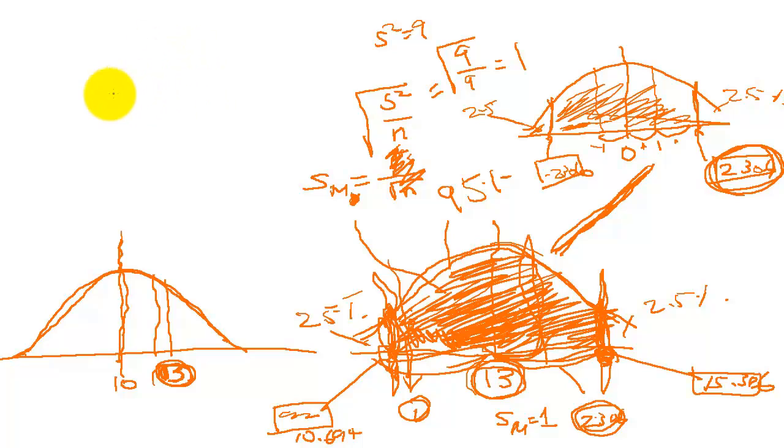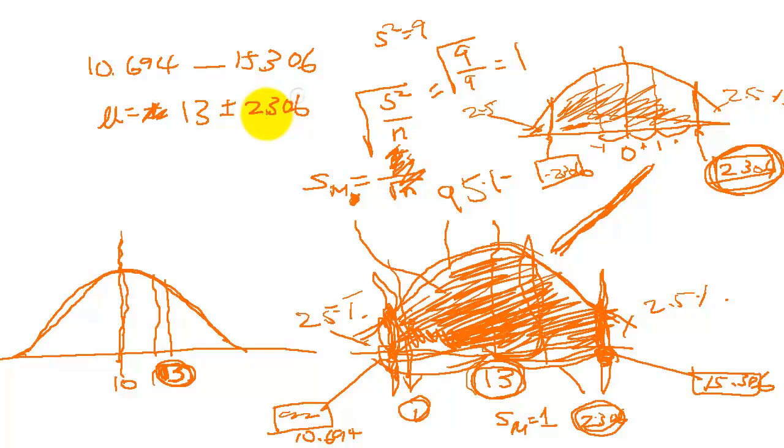Okay, the estimate is 10.694 to 15.306. Well, actually, how you want to say it is, the estimated mu is 13 plus or minus 2.306. If you don't want to calculate, you can just say 13 plus or minus 2.306. That's how you can do it.